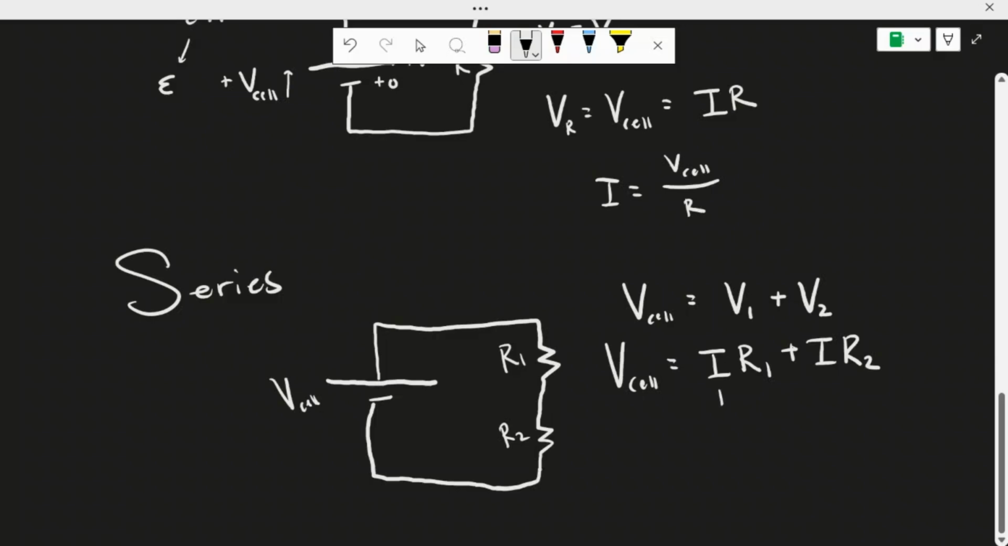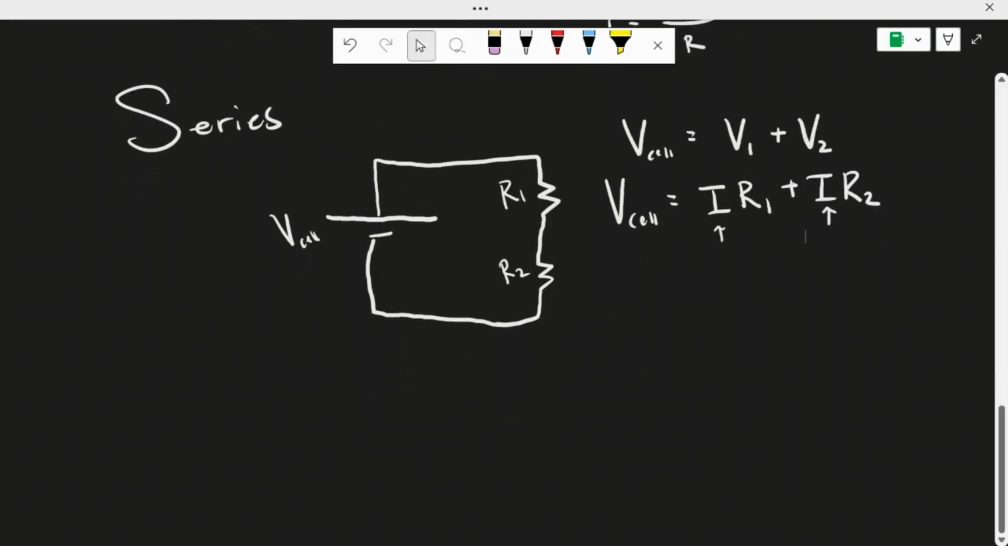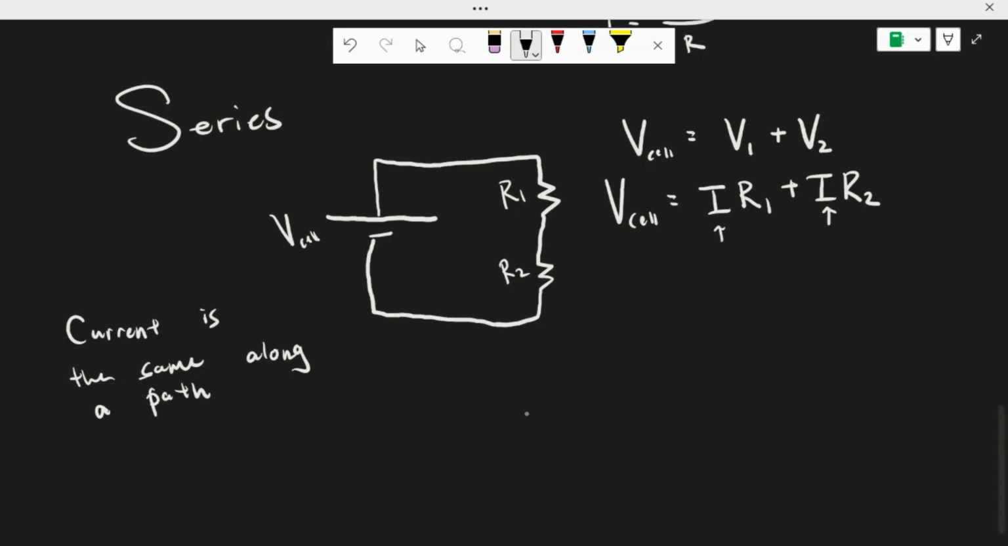Now notice that I just wrote I, I didn't write I1 and I2. That's because since these things are on the same wire path, they have the same current. Current works such that it is constant along each path. So current is the same along the path. So if our path splits, then the current can change, and if the path stays the same, aka you are on one road, then the current has to stay the same.